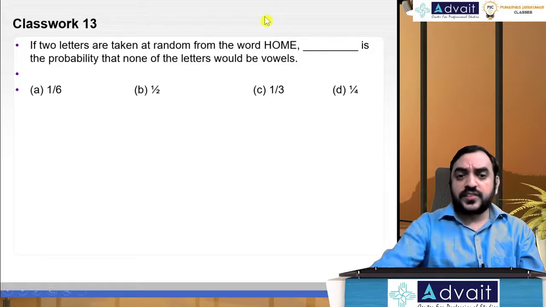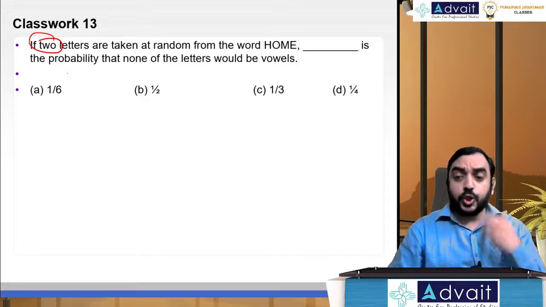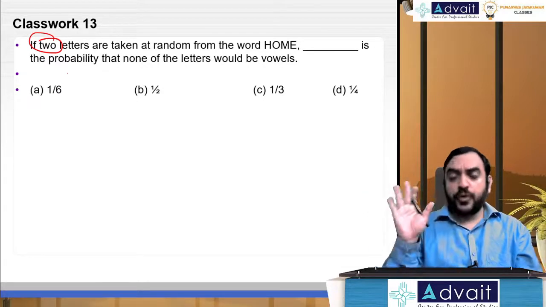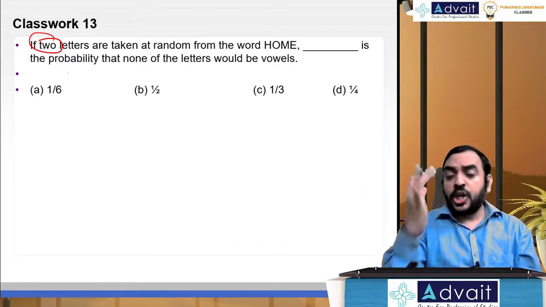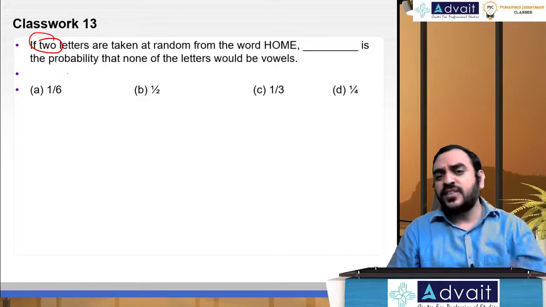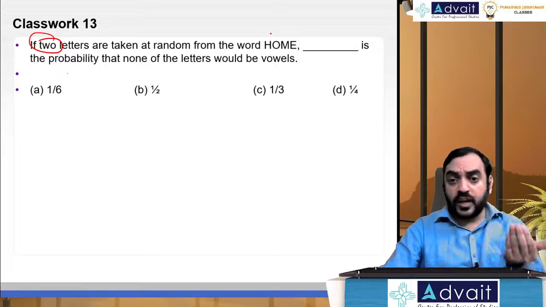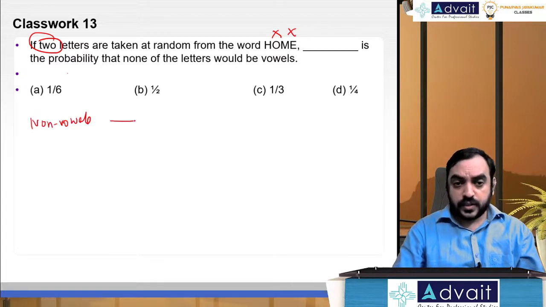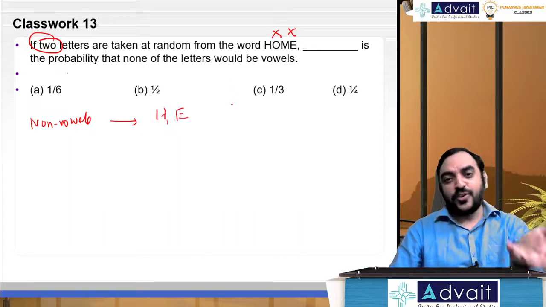Okay, so this is a selection of two. When you're selecting two, you can apply combinations. None of the letters should be vowels, which means both should be non-vowels. Non-vowel means consonants. What are vowels? You know, A, E, I, O, U. So it should not be O, it should not be E. So it should be non-vowels, which means there are only two letters, H and M. So only two remaining, and you have to select two.